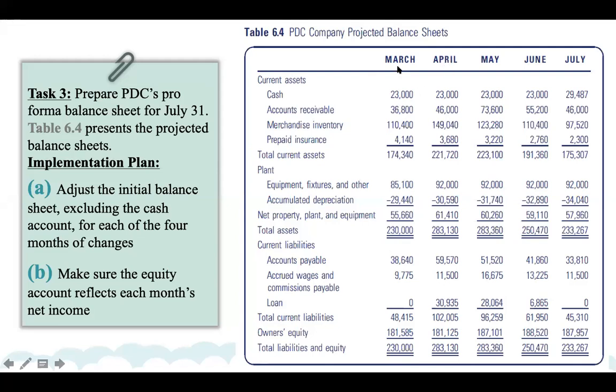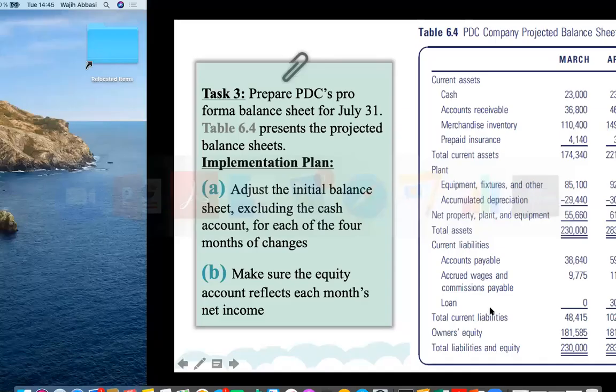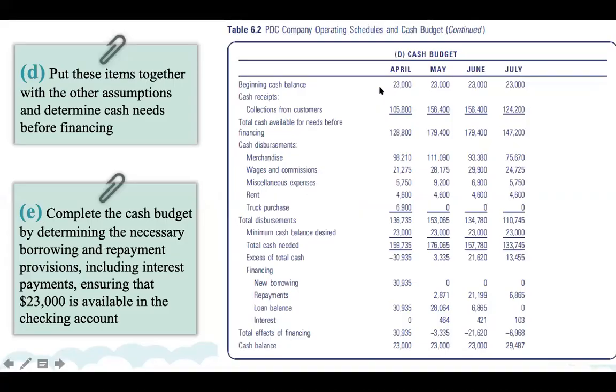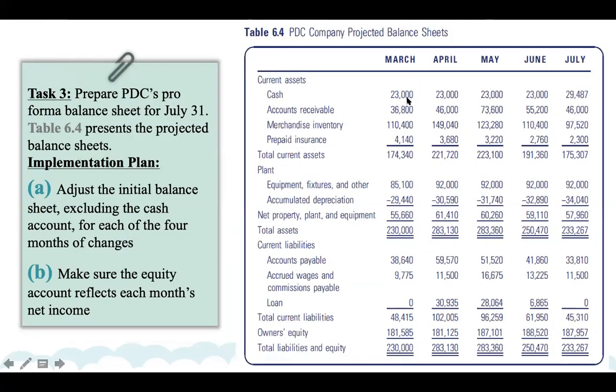Now for April, we will adjust these numbers according to what we have done during the cash budget. For example, when we go back to the cash budget, these were the beginning cash balance and the end cash balance for each month. So for April, by the end of the month, we have $23,000. We just have to move this number from the cash budget and use it in the balance sheet statement. So this is where we got this number.